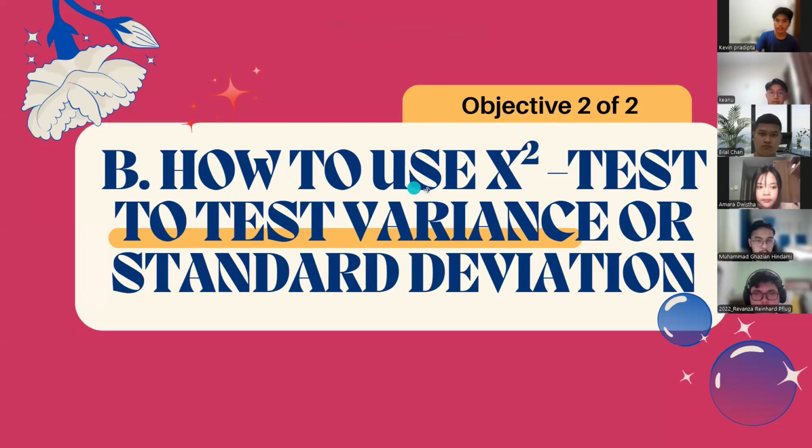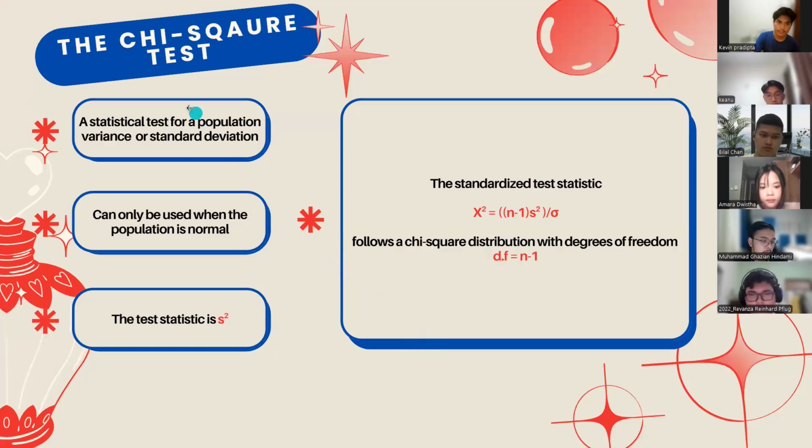Objective 2 of 2, how to use the chi-square test to test variance or standard deviation. The chi-square test is a statistical test for population variance or standard deviation. It can only be used when the population is normal. The test is for standard deviation squared, or s squared. The standard test statistic is chi-squared equals n minus 1 times s squared divided by sigma squared, and it follows a chi-square distribution with degrees of freedom n minus 1.